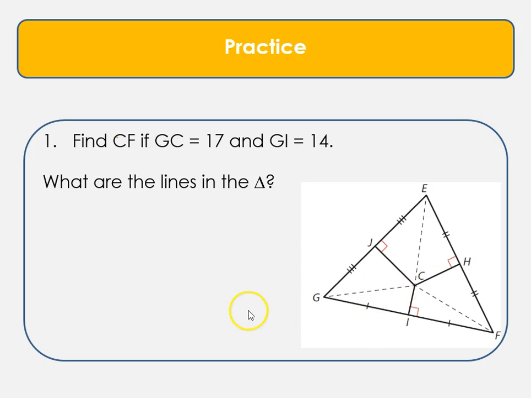Here's a practice. Let's find CF if GC equals 17 and GI equals 14. So GC is in the lower left-hand vertex, G to C, which is the point of concurrency, and GI, which is this small segment.